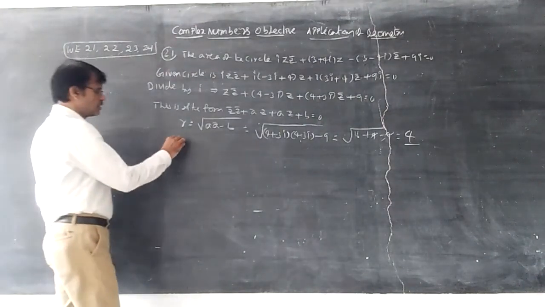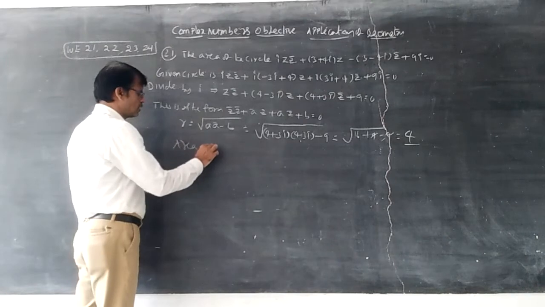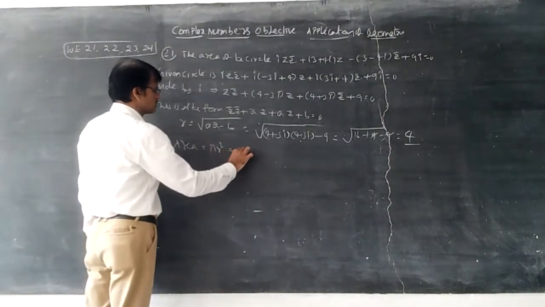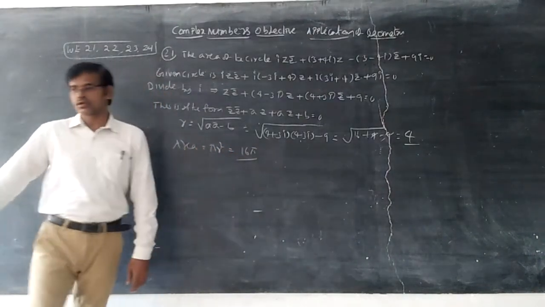Not only radius, but the area. Area formula is pi r square. So 16 pi is the area.